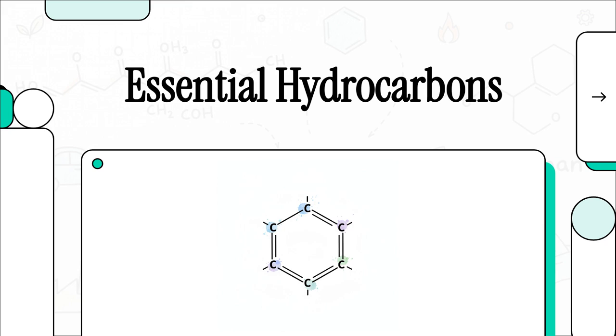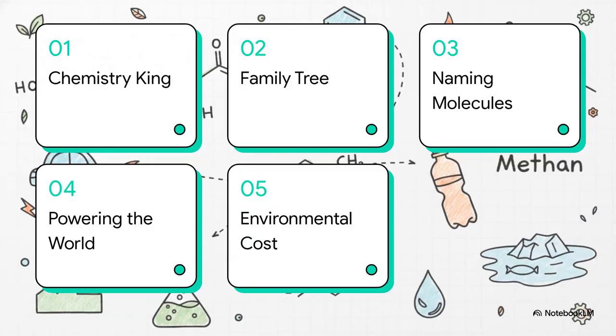By the end of this Explainer, you are going to look at the physical world around you in a completely different way. Here is a quick look at our agenda. 1. Meet the chemistry king. 2. The hydrocarbon family tree. 3. Naming and shaping molecules. 4. Powering the real world. And 5. The environmental cost. Let's get right into it.